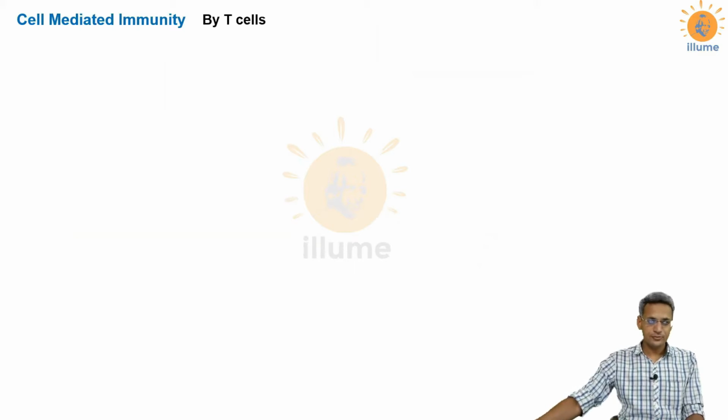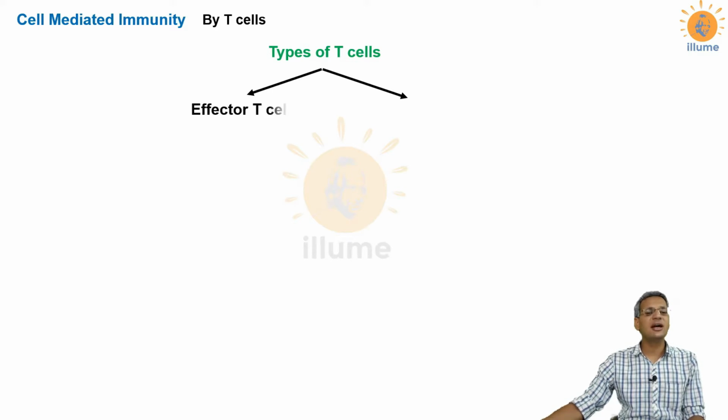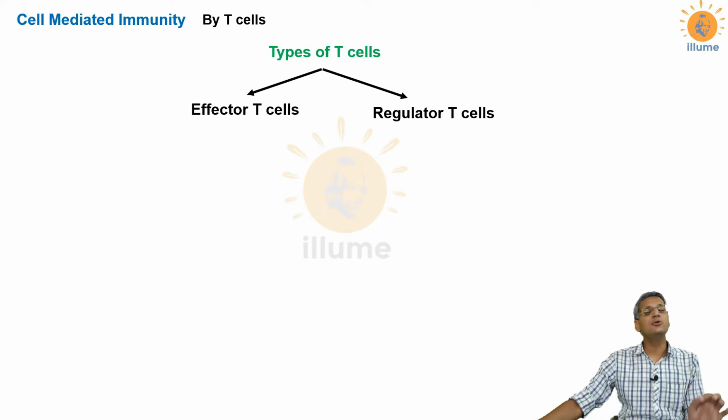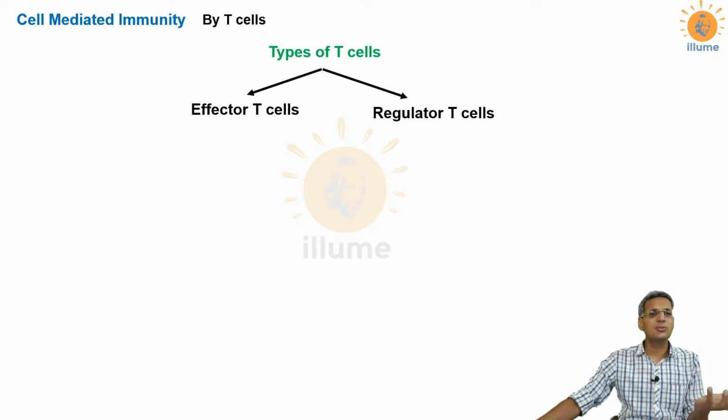Now, as we know, cell mediated immunity is performed by T cells. Now I'll talk about the types of T cells present in our body. There are basically two categories in which I can divide T cells. The first is the effector T cell and the second is the regulator T cell. Effector T cells are the cells which produce an effect for the immune system. That means they are the actual T cells which will kill the virus and the infected cells. And regulator T cells regulate immunity. That means they can inhibit immunity or they can stimulate immunity.